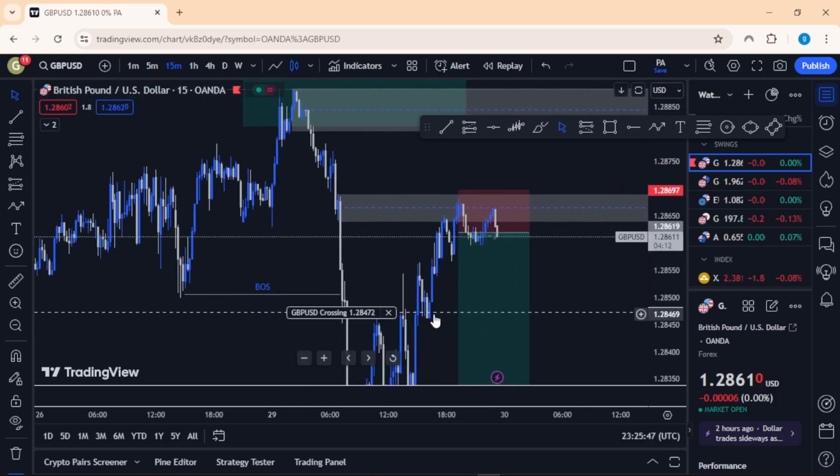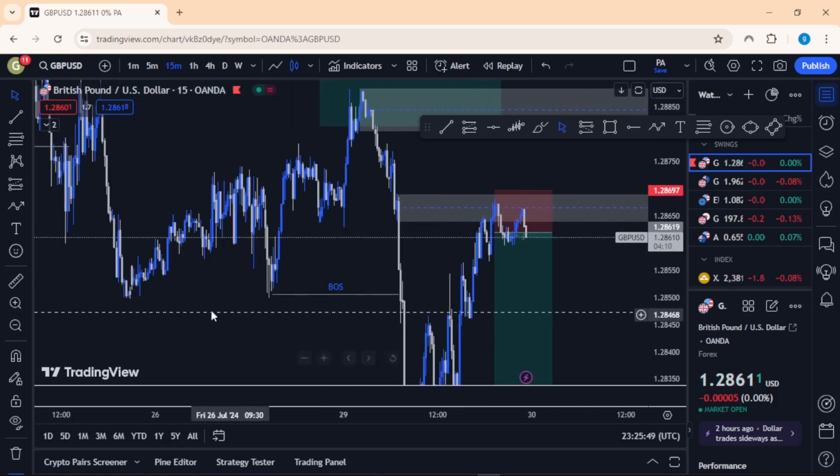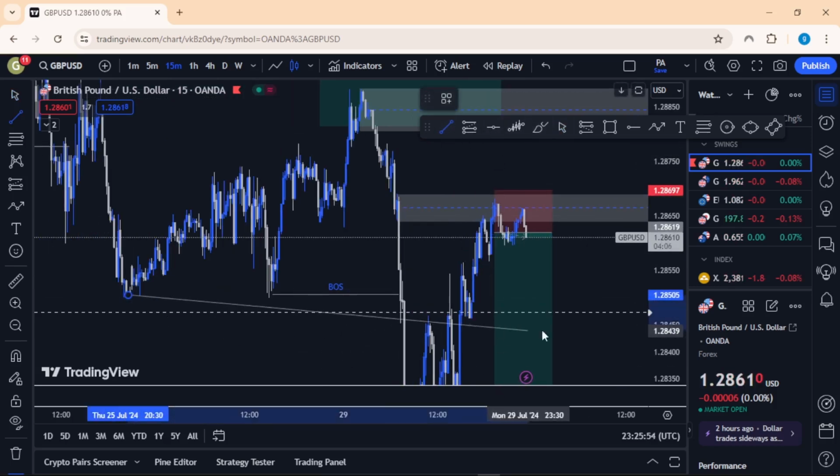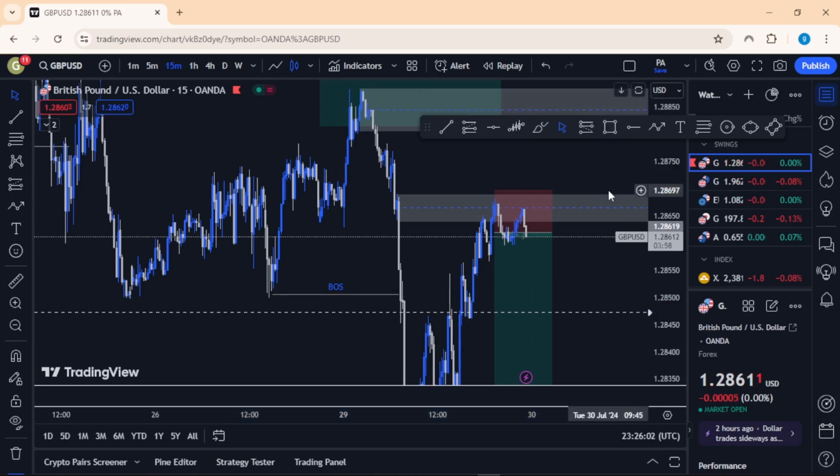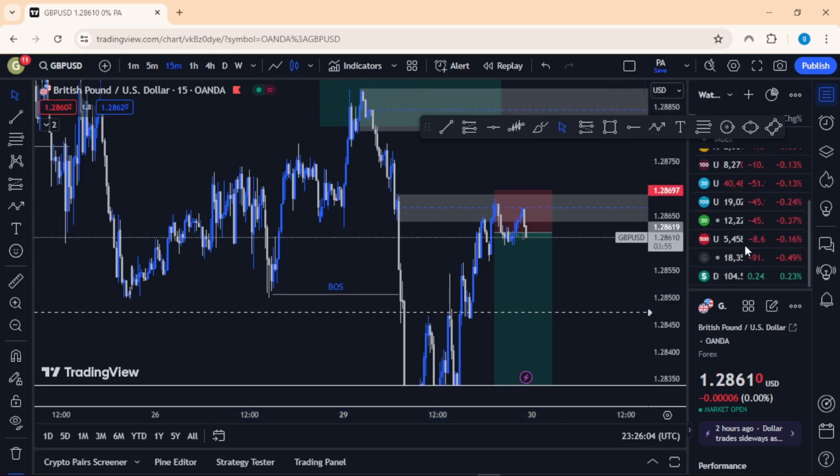You can see I have an alert here. The reason I have an alert here is simply because we have a support area here. So if the market reacts funnily around here, I might close out part of the position and then let the rest of it run on. So that is simply all about it for this video. You can see these are the only pairs that I have right here.